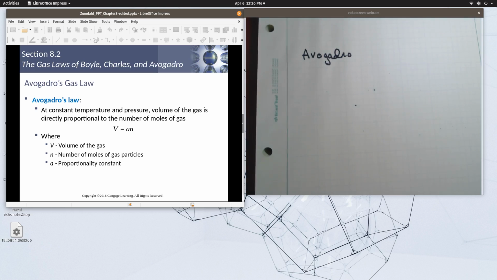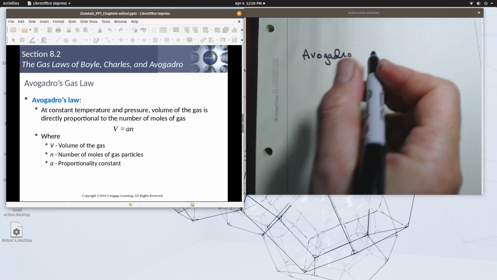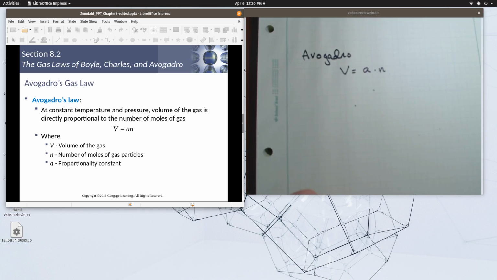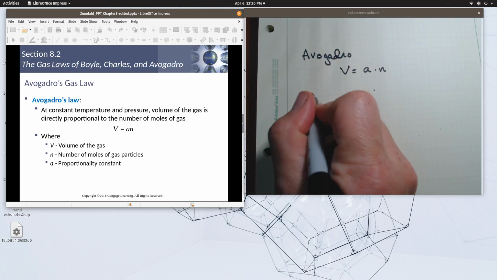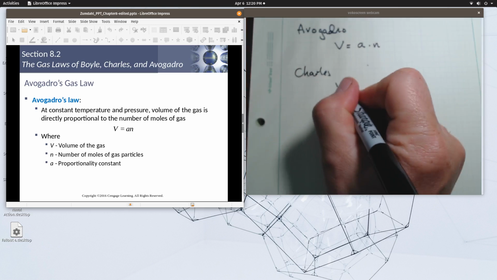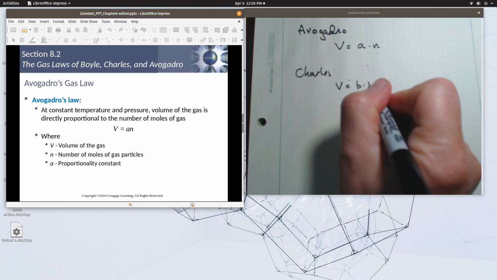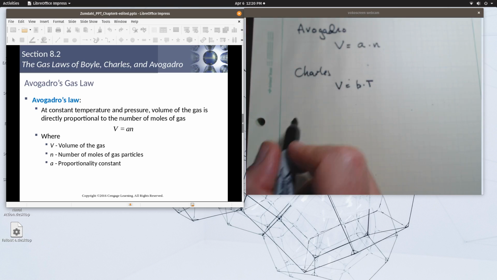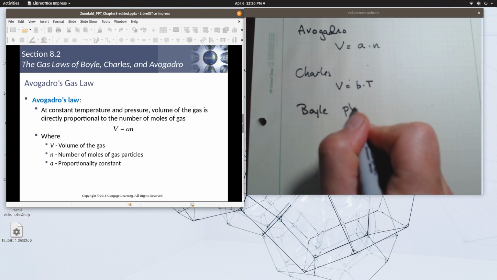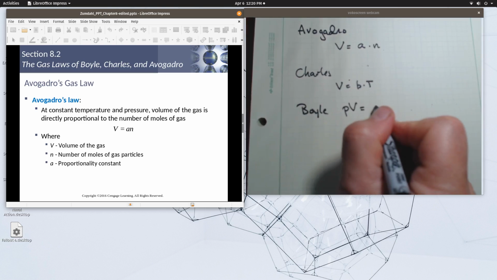We can do the same analysis: volume is proportional to some constant A times the number of moles. We have Charles's law, which says that volume is proportional to some constant B times the temperature. And we have Boyle's law, which says that pressure times volume is equal to a constant.